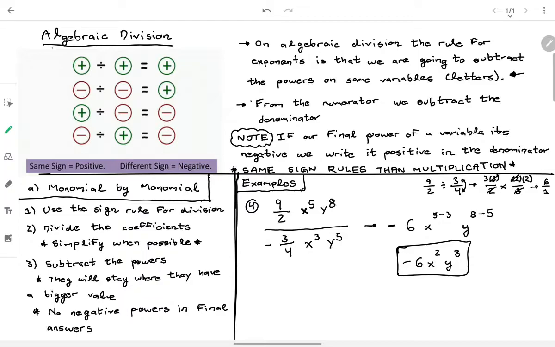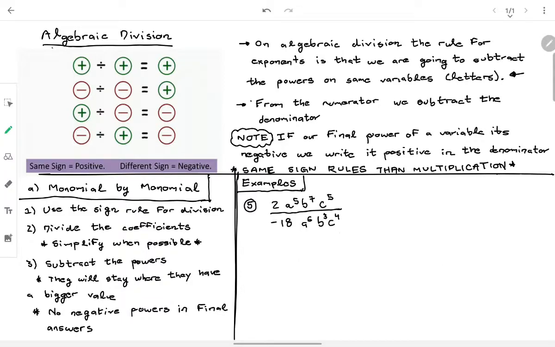So if we got fractions, it's the same process. The first one is to use the sign rule. Then we are going to divide the coefficient. In this case, we are going to use fraction division. And then we are going to subtract the powers. So let's see another example.